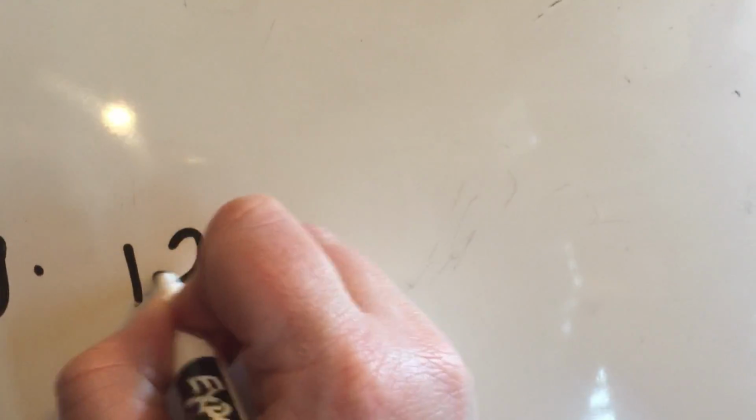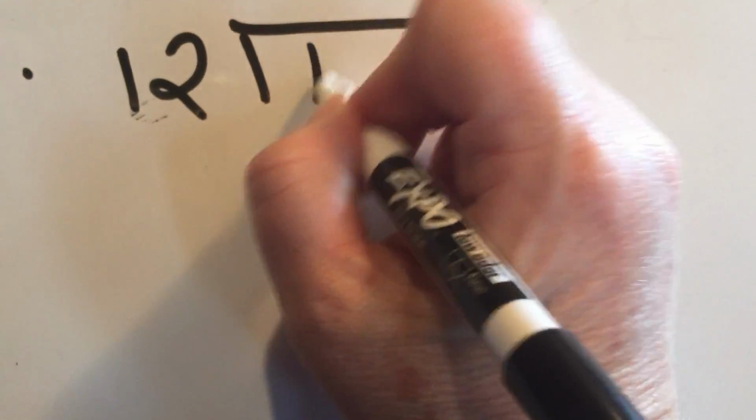G. 144 players signed up for soccer. If the players are separated into 12 equal teams, how many players will be on each team? All you do is divide 144 by 12.